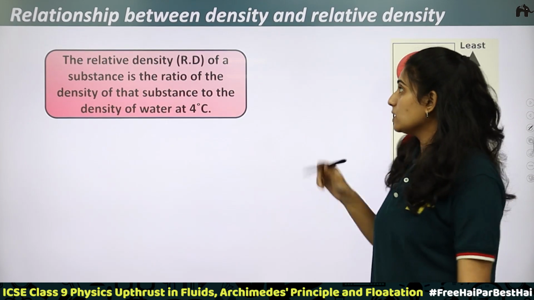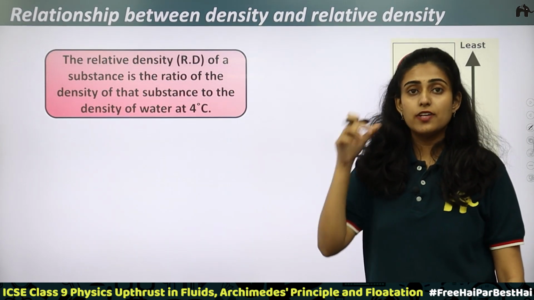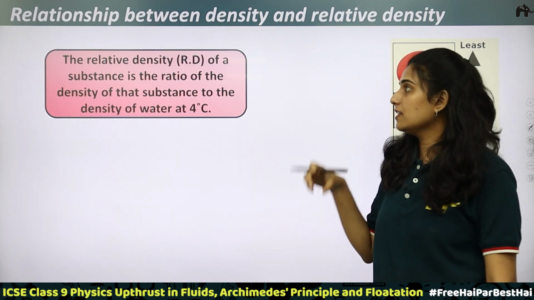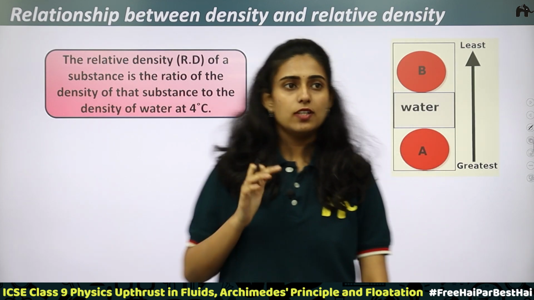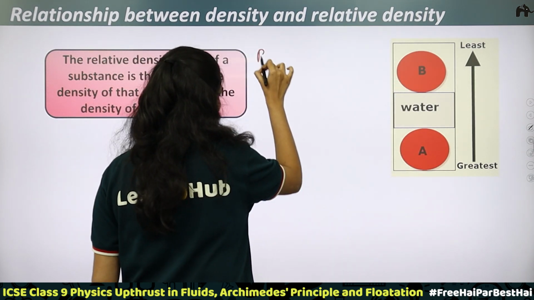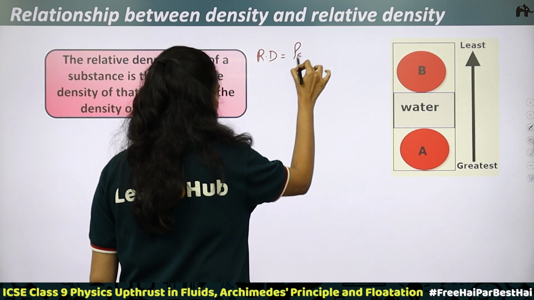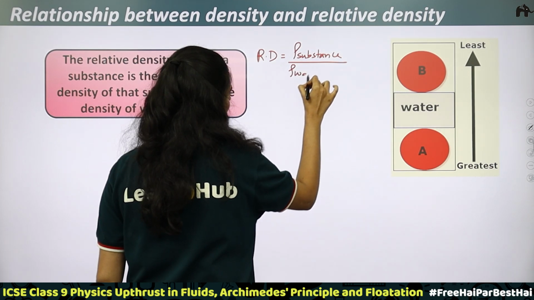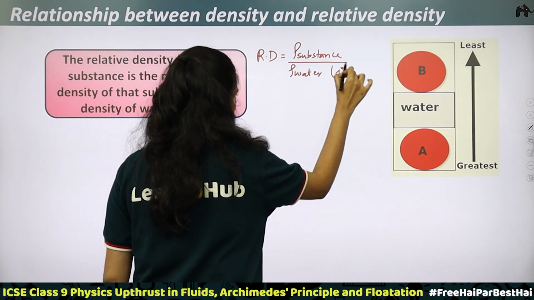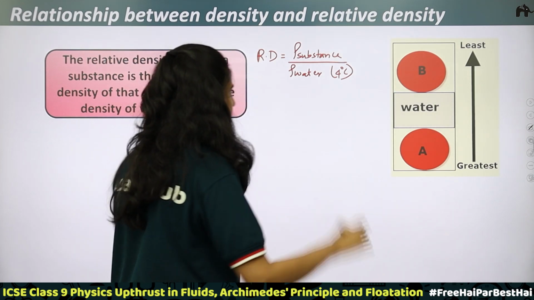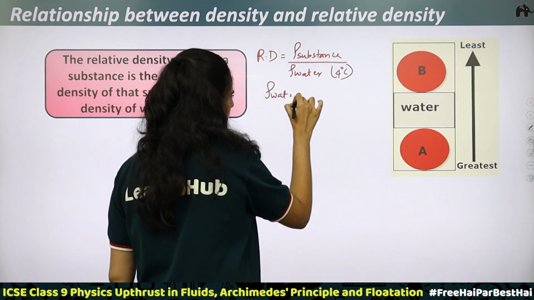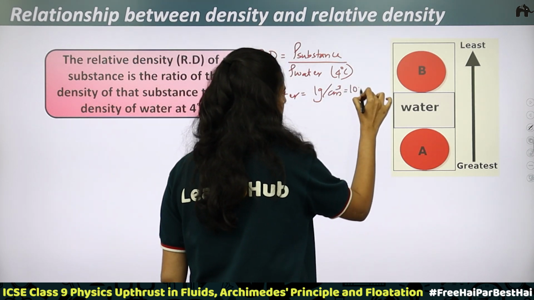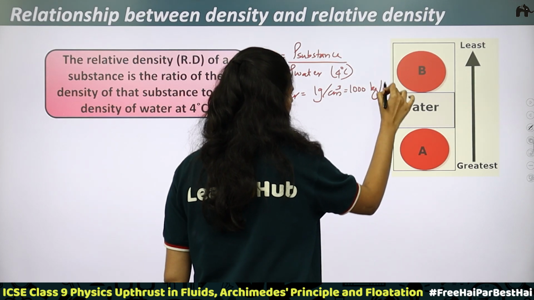Now, what is the relationship between relative density and density? If density is given, you will be able to find the relative density of the substance. If relative density is given, you will be able to find the density. So, we have the relation: relative density is equal to density of substance divided by density of water at 4 degrees Celsius. Now, what is the density of water at 4 degrees Celsius? Density of water is equal to 1 gram per centimeter cube or 1000 kilogram per meter cube.